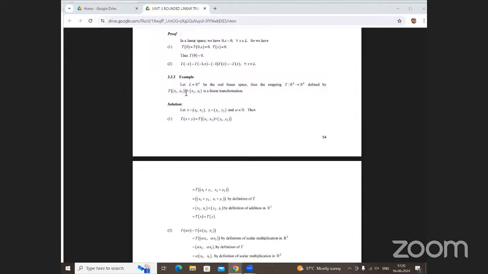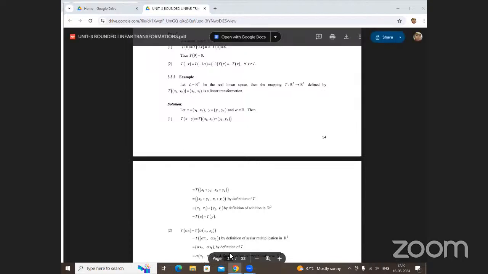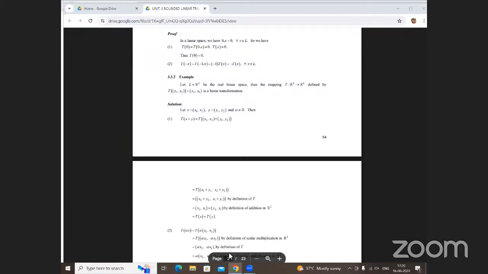Okay. Here the second condition is some other examples for linear transformation. It is simply denoted as LT, linear transformation or linear mapping.